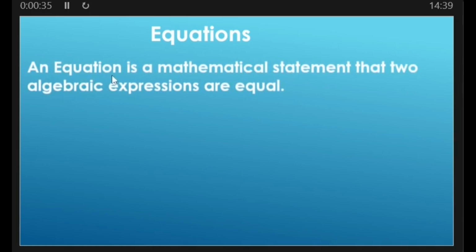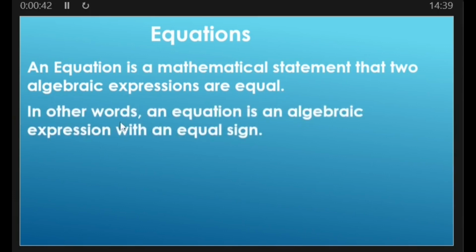So an equation is a mathematical statement that two algebraic expressions are equal. In other words, an equation is an algebraic expression with an equal sign. For example, if you have x plus 2 equals 0, such an expression is an equation because it consists of a variable, an operation, a number, and then an equal sign in between.